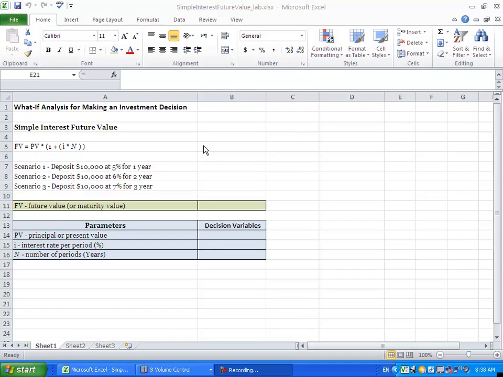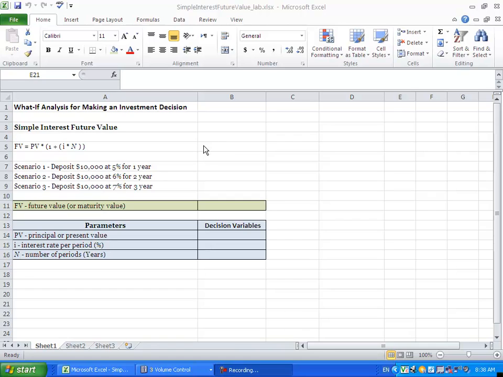We're going to make a what-if analysis for making an investment decision. And our investment decision is based on the simple interest future value formula. We've all had savings accounts where we've had a given amount of dollars that we put in a savings account at a given interest over a given number of years or months. And the principal, which is the initial investment, accrues with the interest amount, giving us some future value.